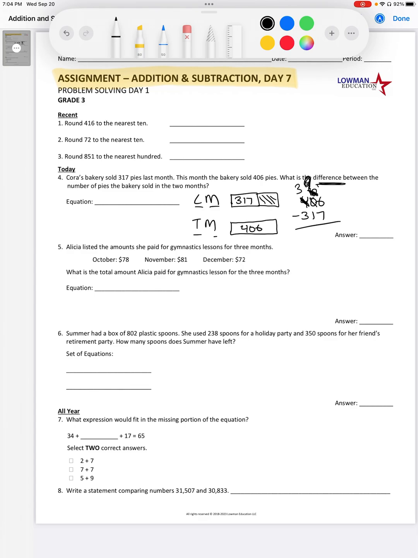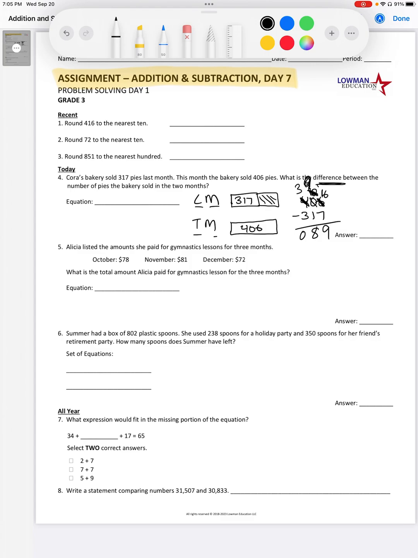110 contains 10 ones. So if I move 10 ones back to the ones place, I don't have 6 ones anymore. I now have 6 ones plus 10 ones. That's 16 ones. 16 minus 7 is 9. 9 minus 1 is 8. 3 minus 3 is 0. The difference in the number of pies that were sold is a difference of 89. They sold 89 more pies this month in the bakery.